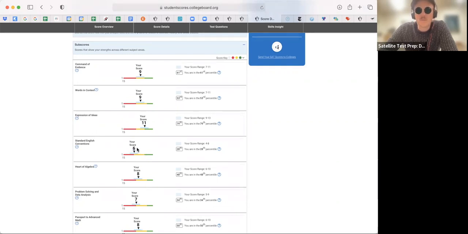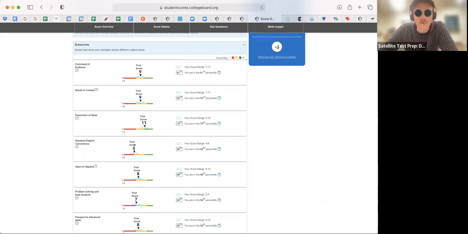It means, I wonder why that's low. By the way, these are on a scale of 15. So if you have a lower score, for this particular student, standard English conventions, you can click on the question mark and it'll tell you what those types of questions were. So I know that these questions have to do with grammar rules and the nuts and bolts of grammar and syntax. That would be something that this student definitely needs to work on.